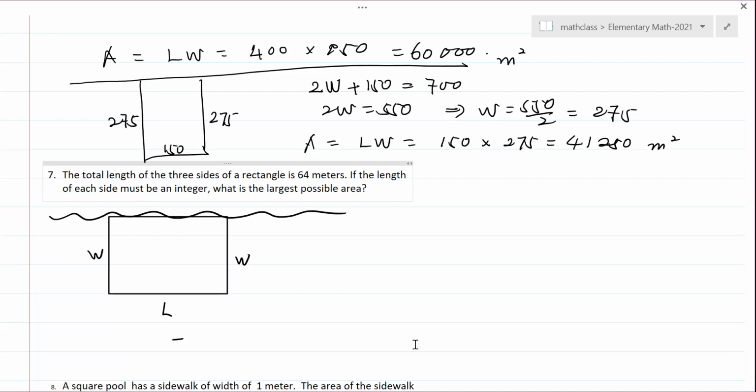So this is a maximum problem. Okay. So how do we solve this problem? Well, I don't know. It's L plus 2W equals 64. The area is going to be L times W. So we want to make L times W as large as possible. So if it's a four-sided rectangle, not three sides, then the largest possible area is going to be the area of the square. Okay. But here it's only three sides.